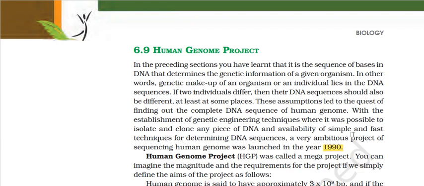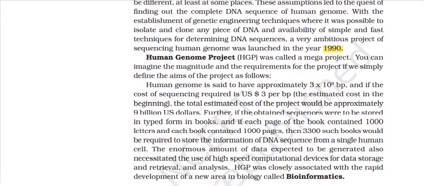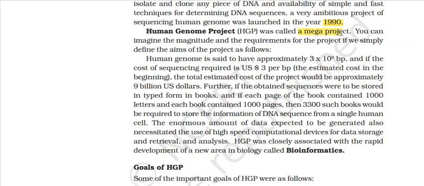Fine. Human Genome Project was called a mega project. अब आपको समझ आ रहा है, because obviously हमारे अंदर बहुत सारा DNA, बहुत सारा genetic material, उस सारे को अगर आपको sequence करना है, it is a huge project. Human genome is said to be approximately 3 × 10^9 base pairs, 3 billion base pairs का है. And if the cost of sequencing is required is $3 per base pair, the estimated cost in the beginning, the total estimated cost of the project would be approximately $9 billion US, right?